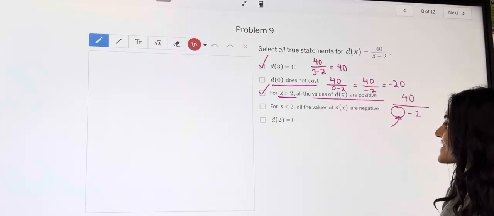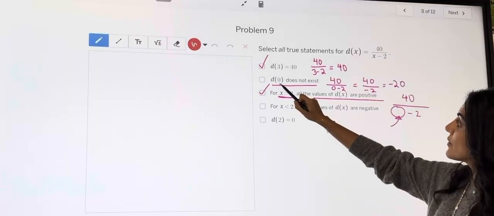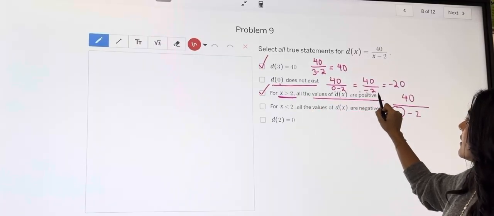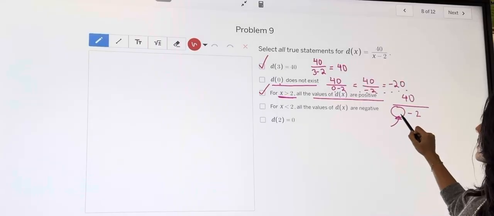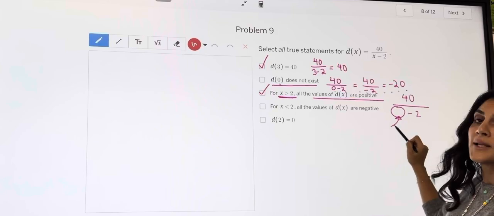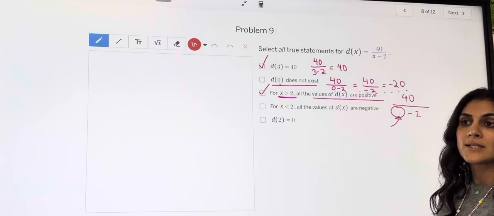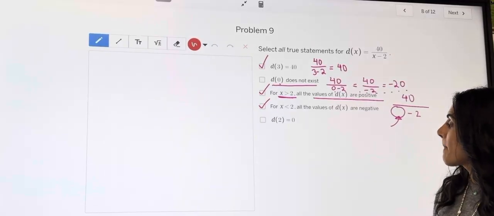For x less than 2, the values are negative. Well, we did plug in 0 earlier, and we did see that it does become negative, and we can test it right here. If the number we plugged in were less than 2, when I subtract 2, this number on the denominator would become negative. And then once I divided 40 by that negative number, it would definitely be negative.